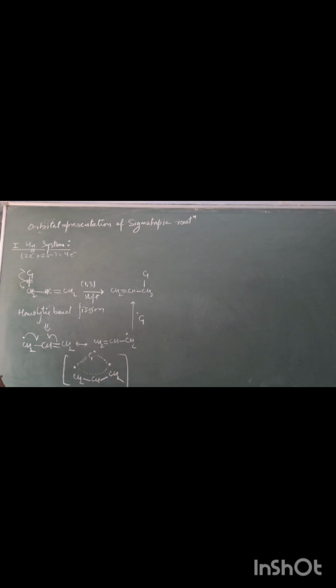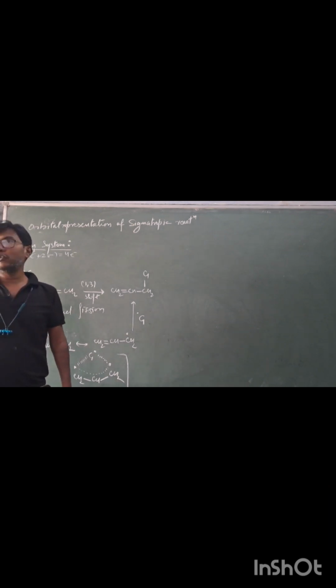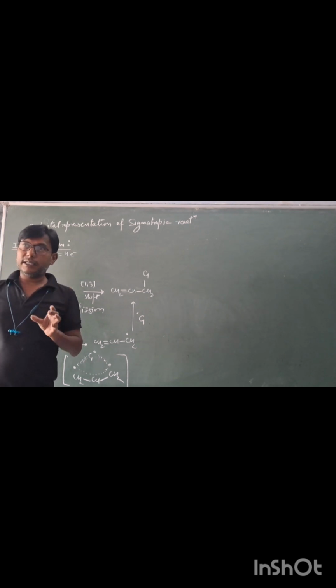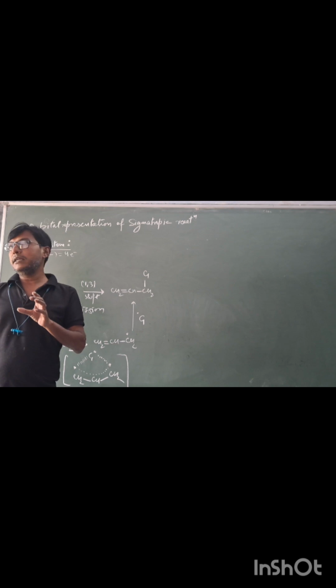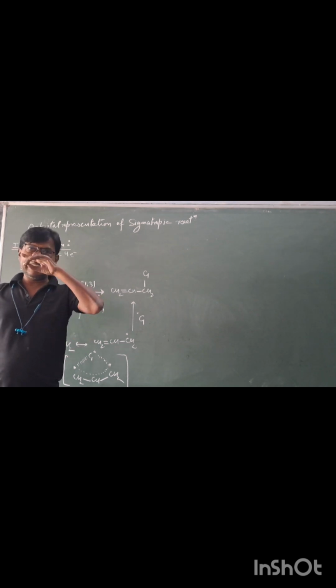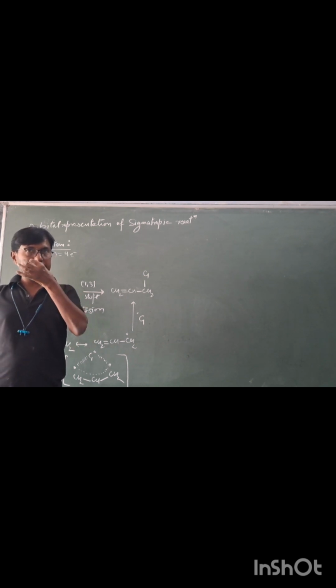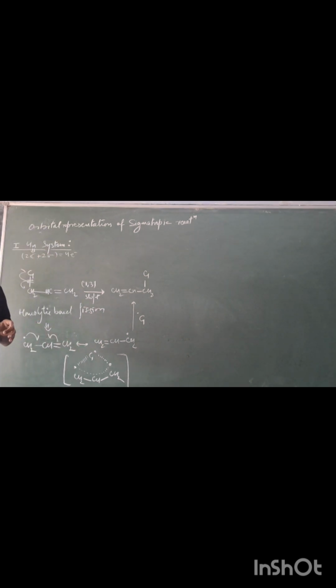Okay, today we are going to continue the class of sigmatropic shift. Earlier we have studied the definition of sigmatropic shift and then the naming of sigmatropic reactions, how we name them like 1-3 shift, 1-5 shift, 1-7 shift. The different classes of sigmatropic shifts were already discussed in the previous class.